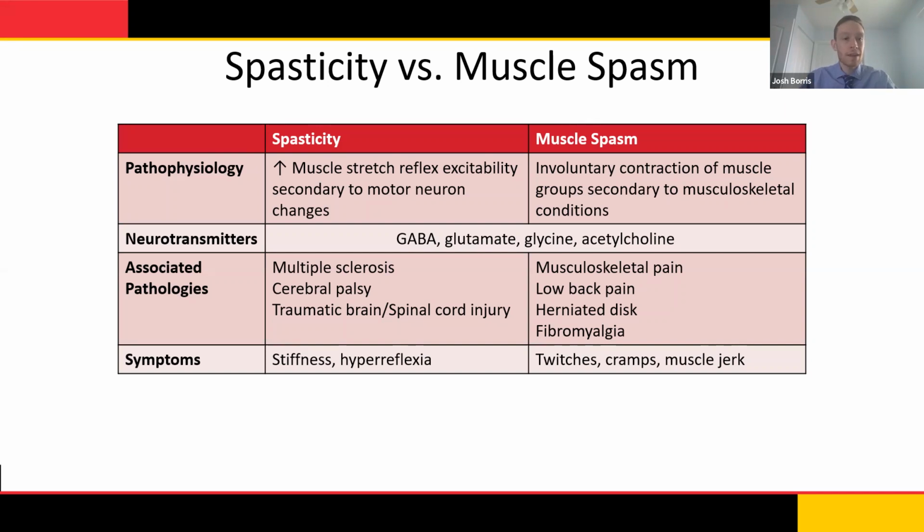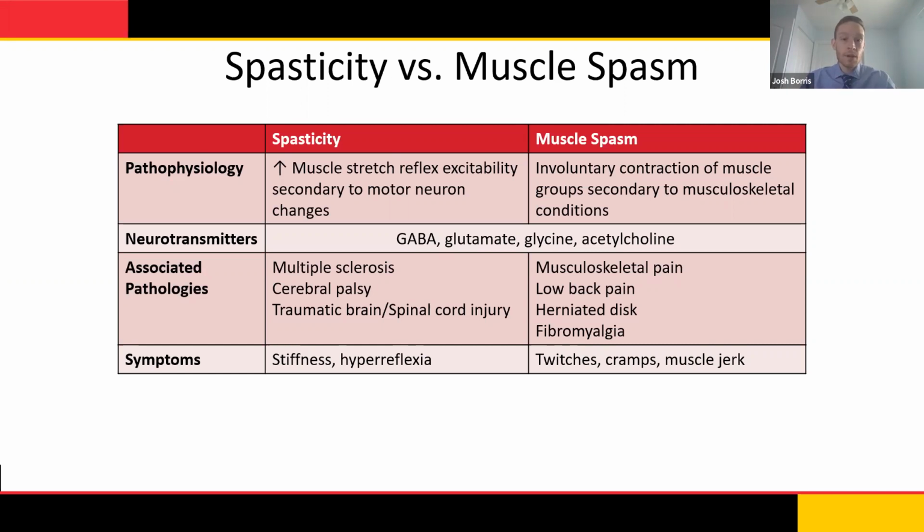With our associated pathologies with spasticity, these are the neurologic conditions that we think of: multiple sclerosis, cerebral palsy, traumatic brain injury, and spinal cord injury. So there's actually an insult and an injury to the nerve and the central nervous system that is causing the spasticity to be uncontrolled, and it can be very painful for some patients.